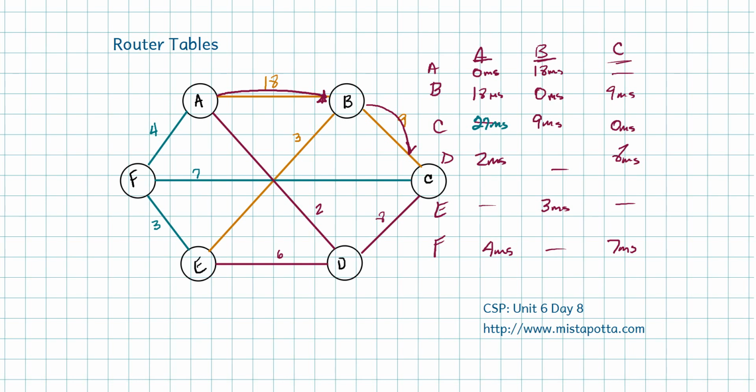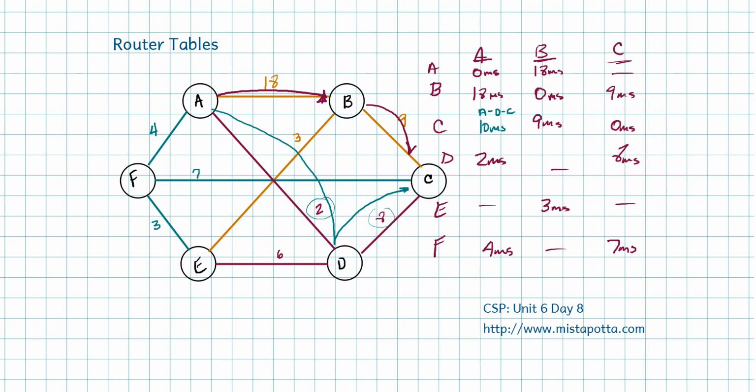Similarly, A can ask D, hey, how do you get to C? And D will tell it, oh, once you get to me, it only takes 8 milliseconds. Well, this 2 and this 8 is a much better time to get to C. So A is going to forget about this 27 milliseconds and say, hey, you know what? This 10 milliseconds that I've got going from A to D to C really is the best deal that I've got going.